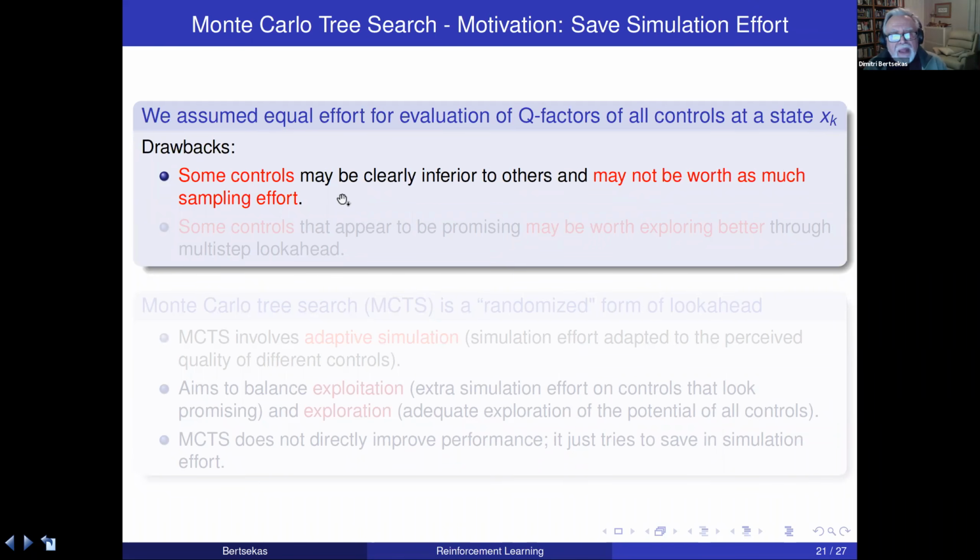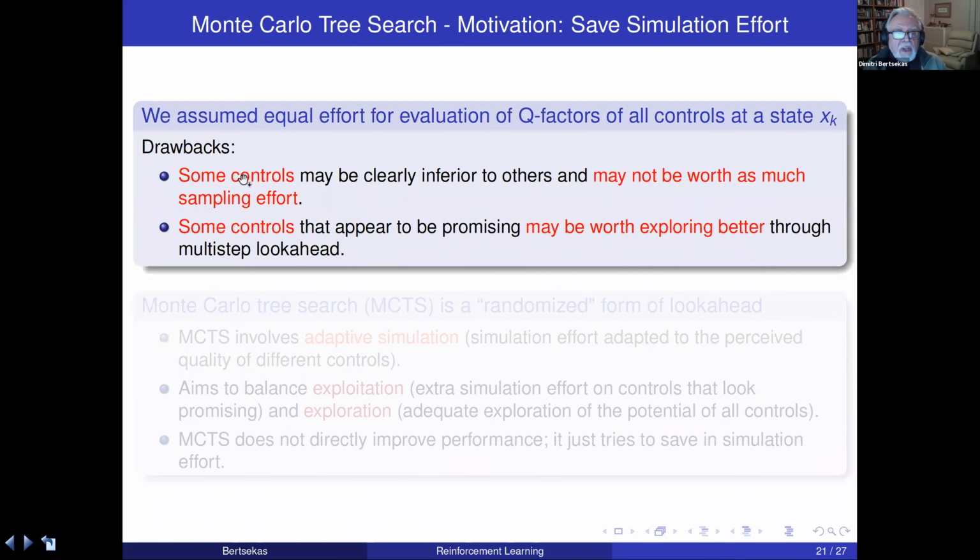In particular, some controls may be clearly inferior to others and may not be worth as much sampling effort, as much simulation. We may not need to calculate the Q factors of these controls very accurately, because after a few simulation runs, they look so bad that we don't want to bother with them. Also, we may have some kind of heuristic criterion to decide which controls are clearly inferior. So that's one game that we can try to play.